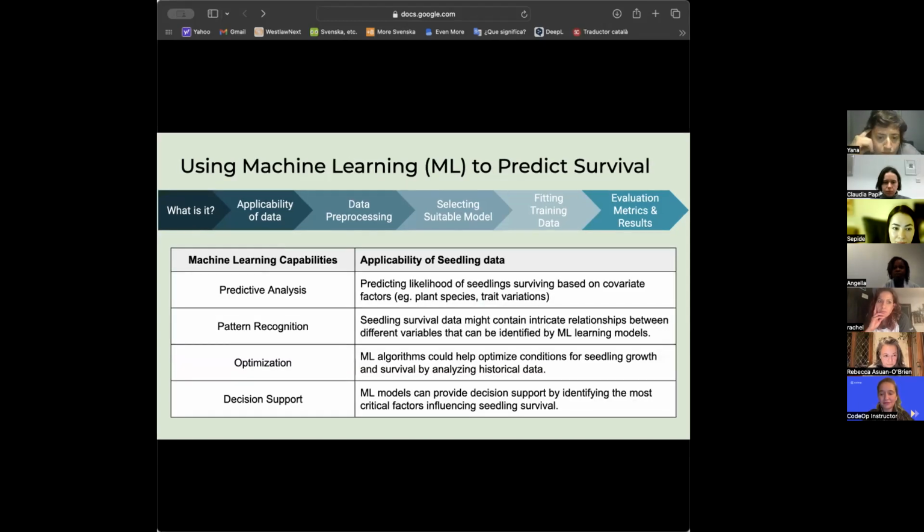So we found machine learning to be applicable to our problem in that it would help with the predictive analysis to predict the likelihood of a seedling surviving or if it's going to die. And because we are looking at different species, machine learning would come in handy in recognizing the different patterns between the different species, and it would be able to be optimized to improve the performance and help in decision support based on what the outcome of our model would be. Next slide, please.